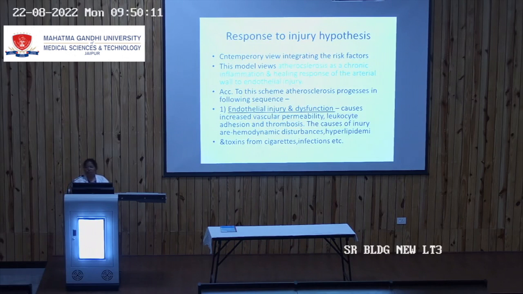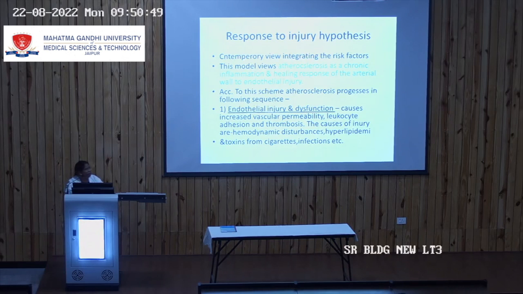So now the latest theory is the response to injury hypothesis. This says that atherosclerosis is a chronic inflammation and healing response of the arterial wall to endothelial injury. So there is injury and inflammation of the endothelium, which results in a healing response, and this results in the formation of atherosclerosis. Some 6-7 steps have been documented, and the first step is the injury to the endothelium.